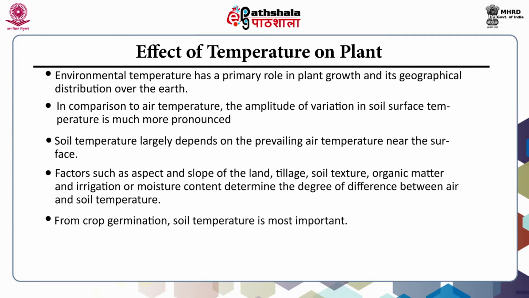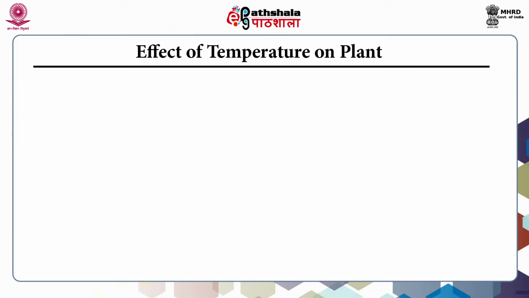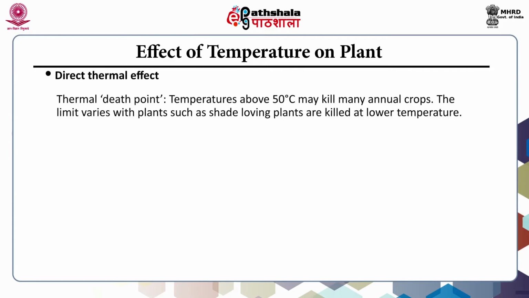For crop germination, the soil temperature is the most important one. The soil temperature also affects the plant growth processes. Let us see how high temperature affects the plant. It has a direct thermal effect. The thermal death point: a temperature above 50 degrees Celsius may kill many annual crops. The limit varies with plants, such as shade loving plants are killed at lower temperature.